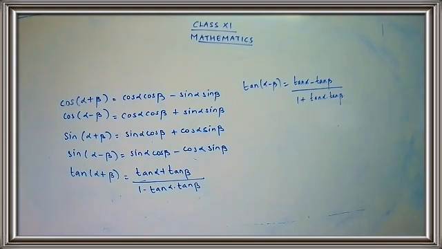Sin alpha plus beta, sin alpha cos beta plus cos alpha sin beta. Sin alpha minus beta, sin alpha cos beta minus cos alpha sin beta. Tan alpha plus beta, tan alpha plus tan beta upon 1 minus tan alpha into tan beta. Tan alpha minus beta, tan alpha minus tan beta upon 1 plus tan alpha into tan beta.